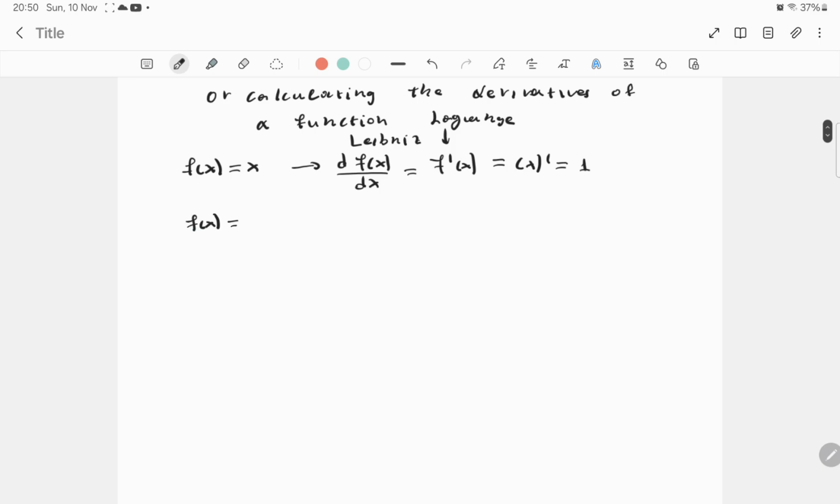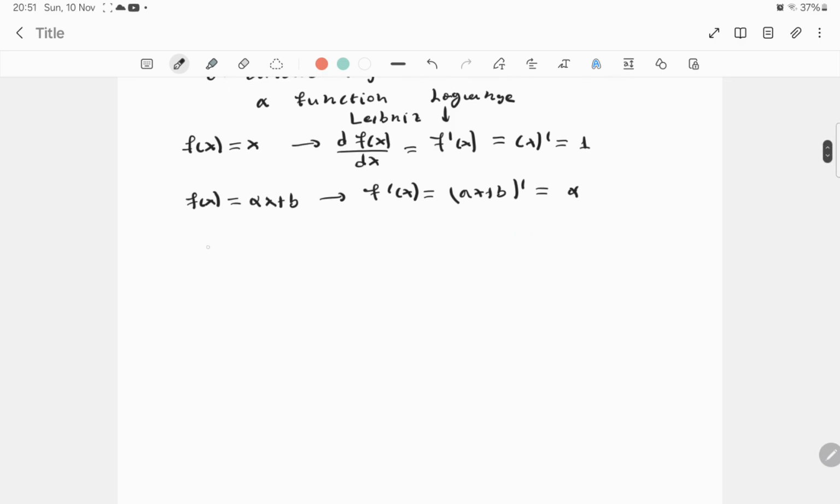F of x equals ax plus b. It's a linear function. F prime of x equals (ax plus b) prime, and this is equal to a. F of x equals c, a constant function. F prime of x equals, the derivative of a constant function is equal to 0.